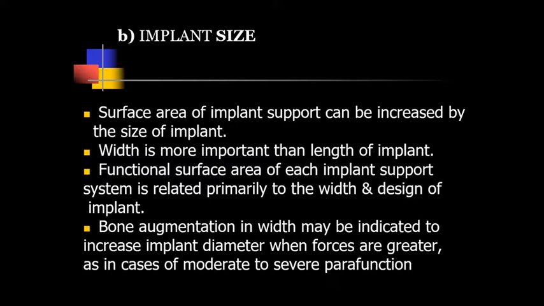But increasing length can be useful in softer bones because it increases the initial stability of the bone implant interface. So increasing length is relevant in immediate implant loading, especially in softer bones. Whereas the functional surface area of each implant support system is related primarily to the width and design of the implant. So bone augmentation in width can be indicated in order to increase the implant diameter where forces are greater, like in cases of moderate to severe parafunction. So increasing the width at the crest of the ridge is more beneficial than increasing the length of the implant.